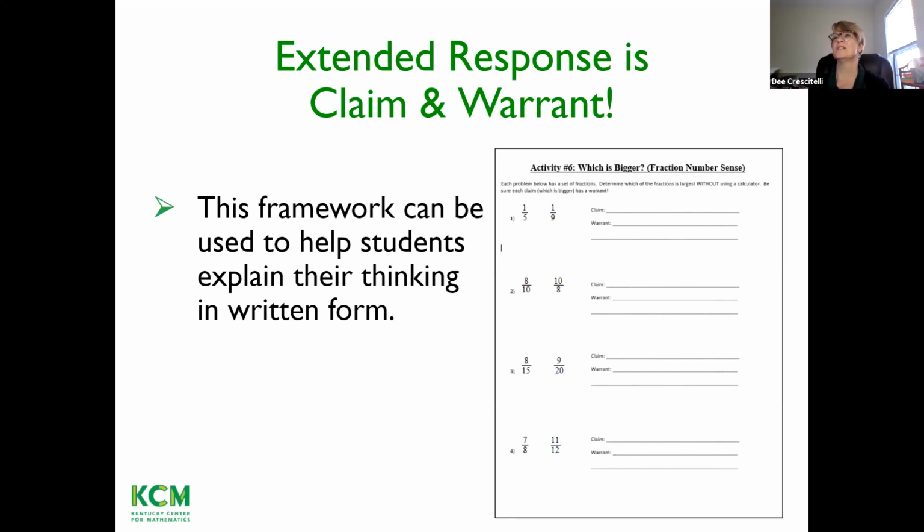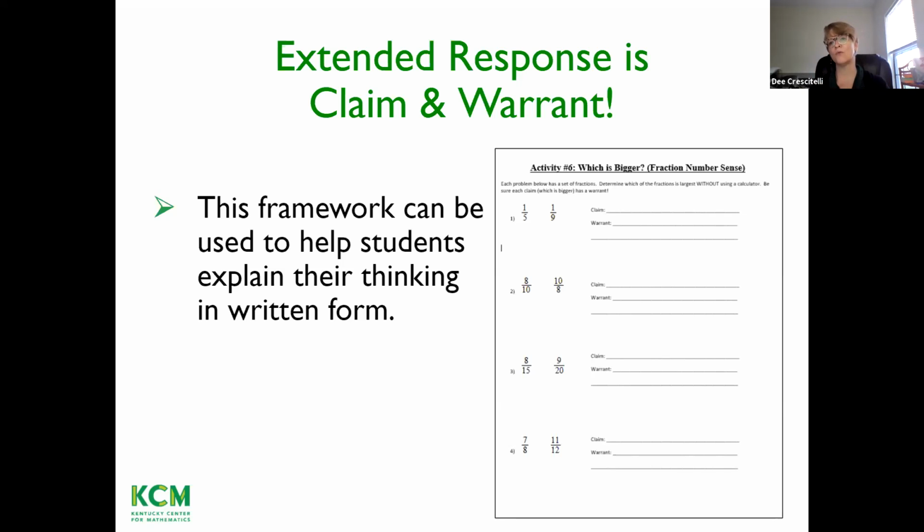In intermediate grades, be sure to claim which is bigger. Make sure that you claim that with a warrant, right? And so then they're explaining their reasoning to you, which is what we want them to be able to do. So it's a really good framework to give kids for practicing. Here's what I did. Here's how I knew that. This is what my thinking was.